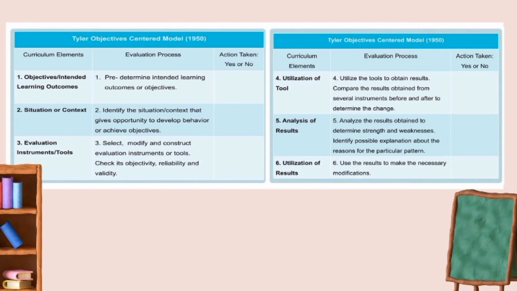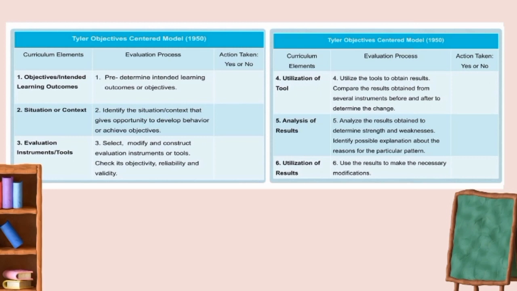An evaluation process modify and construct evaluation instruments or tools, check its objectivity, reliability, and validity. So my answer for this is yes, because evaluation instruments or tools are used to assess and measure learners' progress, achievement, or performance in relation to the stated objectives or intended learning outcomes. These tools help educators gather data and evidence about learners' knowledge, skills, attitudes, and behaviors, which can inform instructional decisions, provide feedback, and evaluate the effectiveness of the learning process.